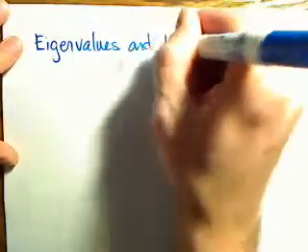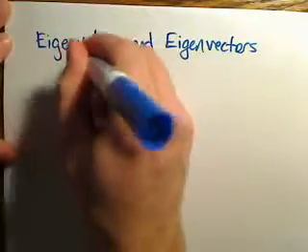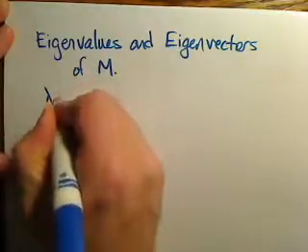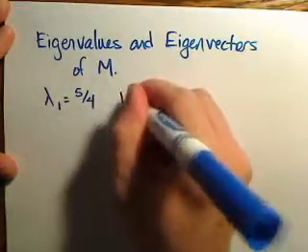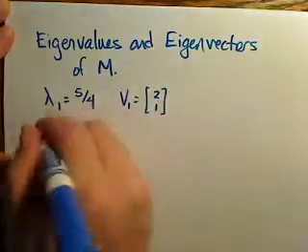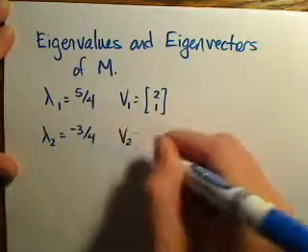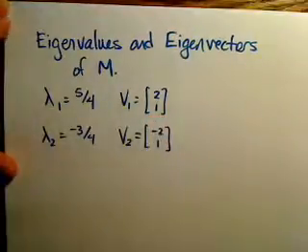So I'm going to skip over the calculations for them, but just a quick refresher on the eigenvalues and eigenvectors of m. These will be, in this case, 5/4 is lambda 1, which has eigenvector v1 = (2, 1), and eigenvalue negative 3/4, which has corresponding eigenvector v2, which is (-2, 1).